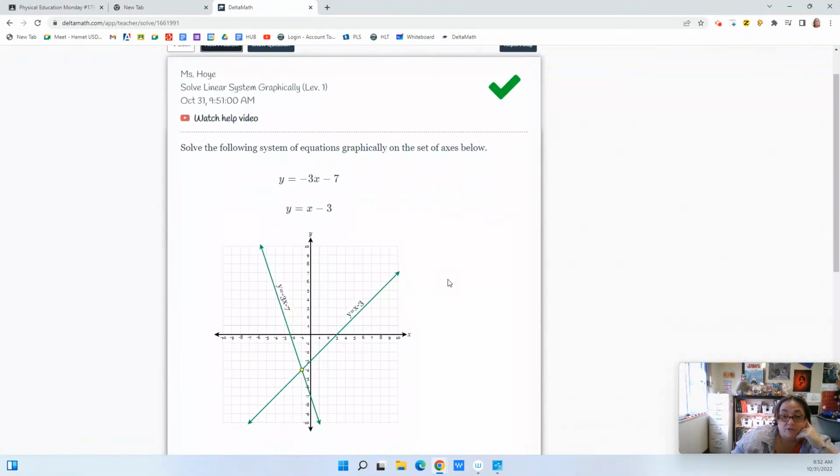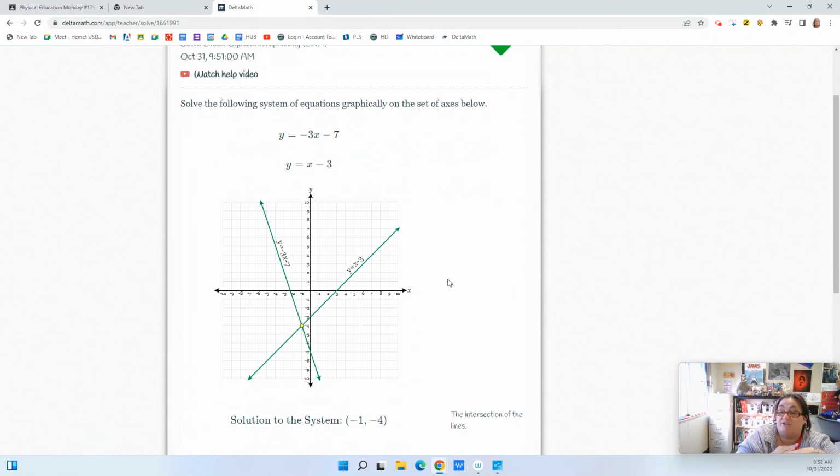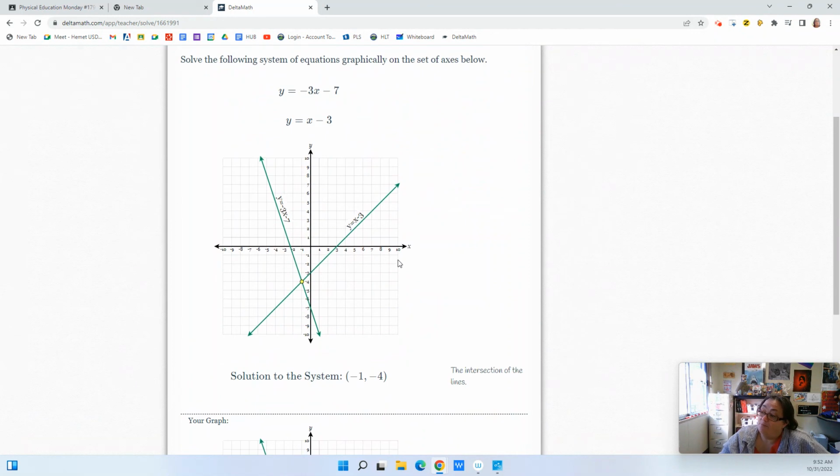And that's all you have to do. So you just graph both lines wherever they intersect. It's a lot easier when you're doing it on a graph like this and you're not having to draw and figure out where the lines meet. But that's how they'll all be.